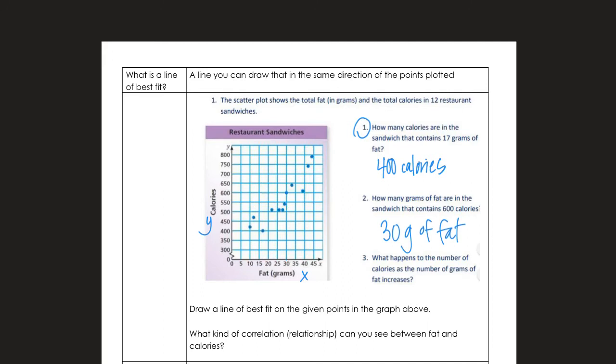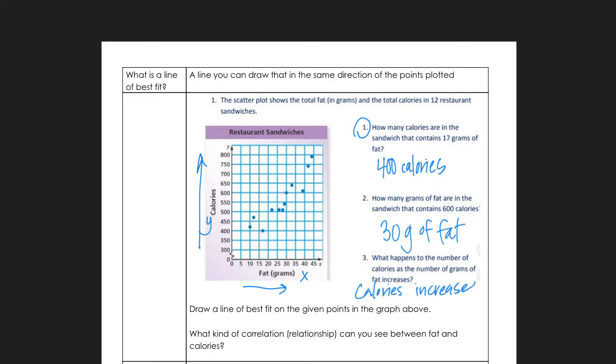Okay, and then let's look at question 3. What happens to the number of calories as the number of grams of fat increases? So as we can see, as our fat increases, our dots are also increasing. That means our calories are also increasing. So calories increase.